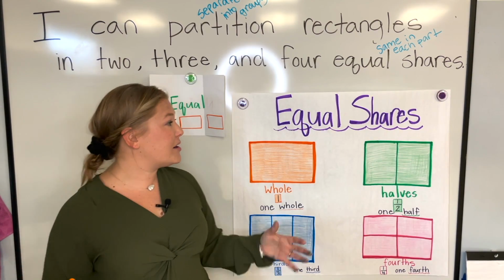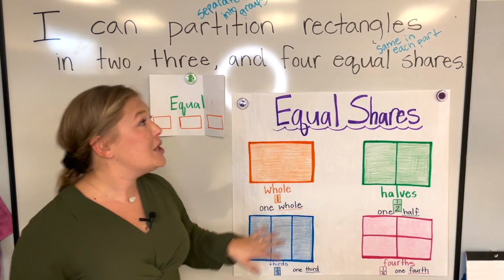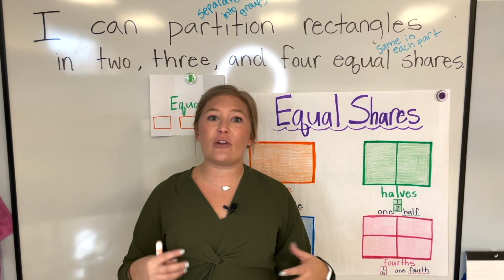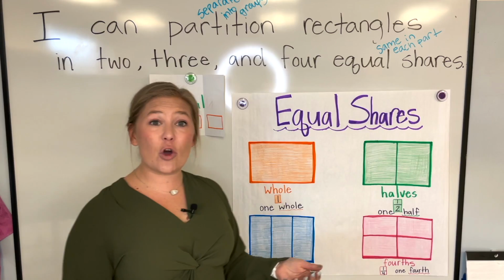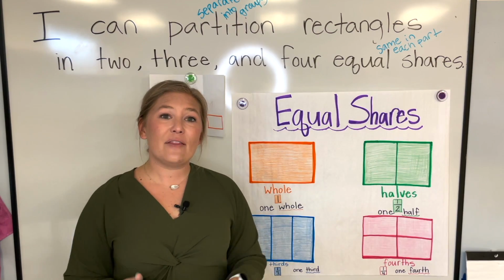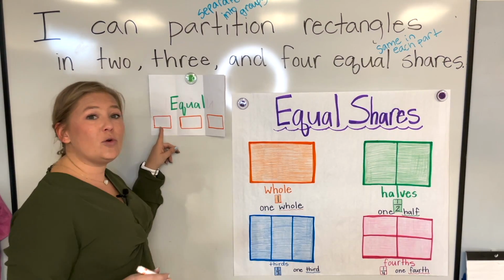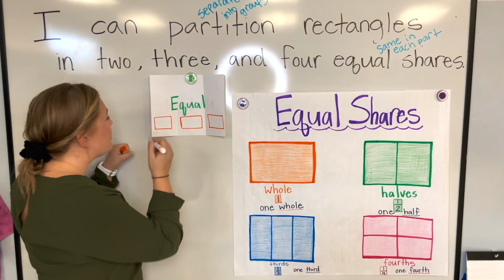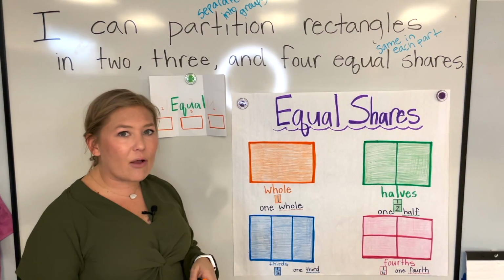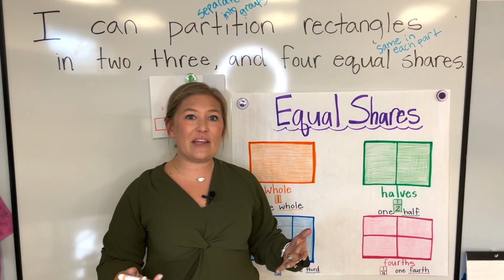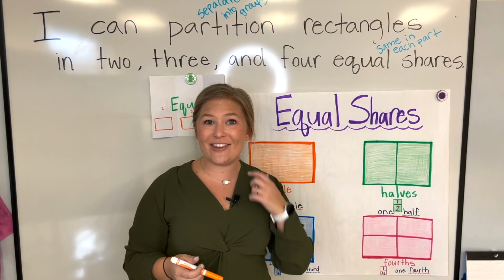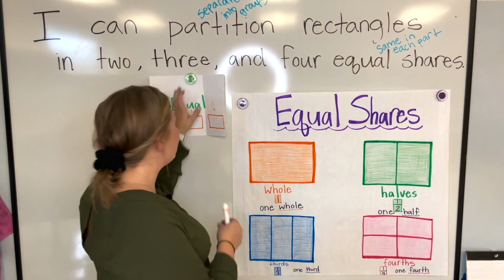I want you to break them apart into our different shares. So our I can statement today was to show that you can partition rectangles into shares that have 2, 3, and 4 parts. So we have 2, 3, and 4 parts today. So I want you to show me that you can divide this rectangle into a rectangle that has 2 equal parts, a rectangle that has 3 equal parts, and a rectangle that has 4 equal parts. And then I want you to take this page and show someone in your house how you know they have equal shares. Do you want an extra challenge? All right, I knew you would.